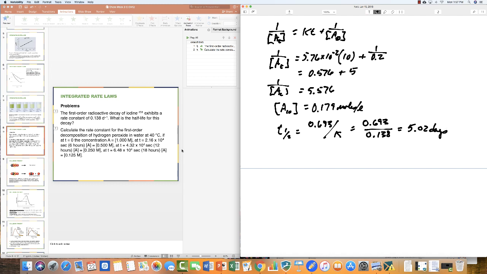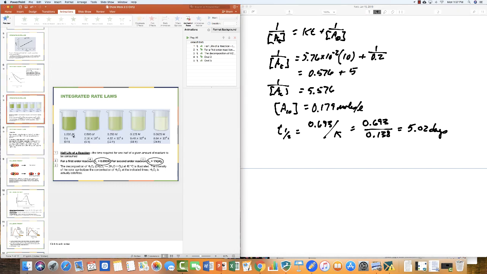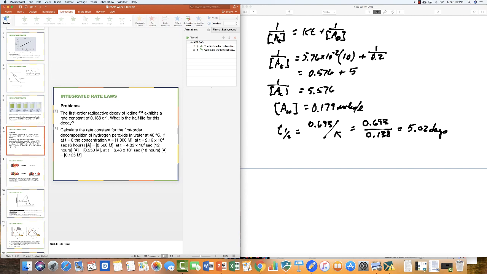Now let's look at the second problem. Calculate the rate constant for first order decomposition of hydrogen peroxide. And this came right off of the slide. So it wants you to calculate the rate constant given this data that was on our previous slide, this slide right here, where every 6 hours it decreases by a half.